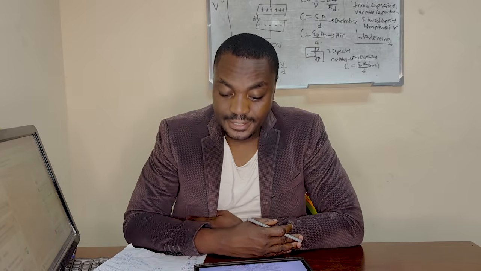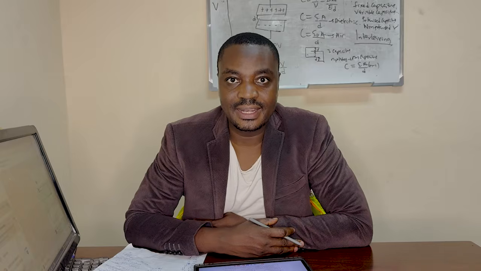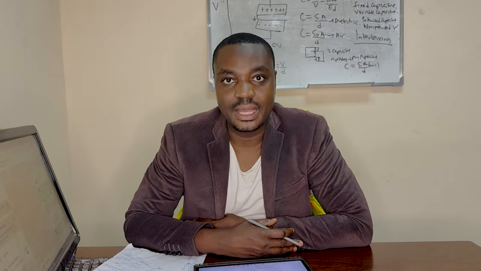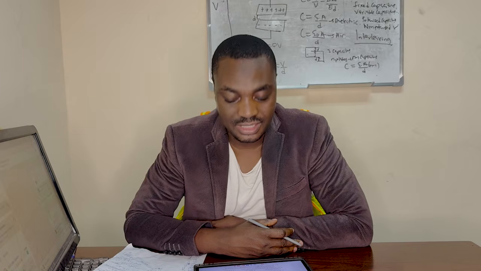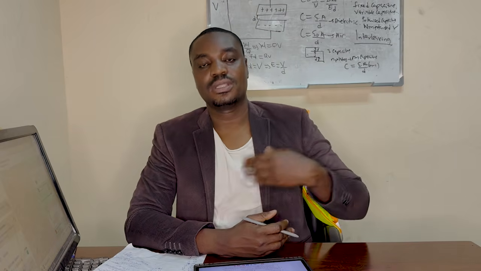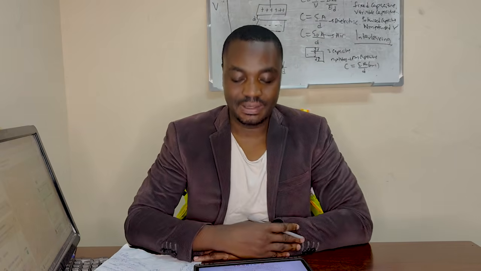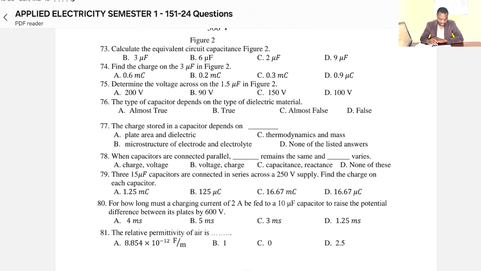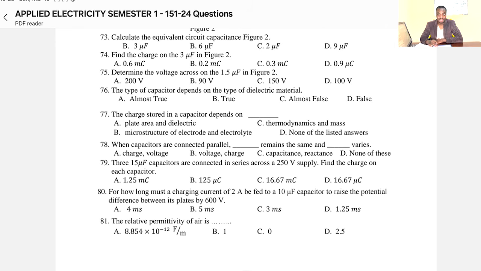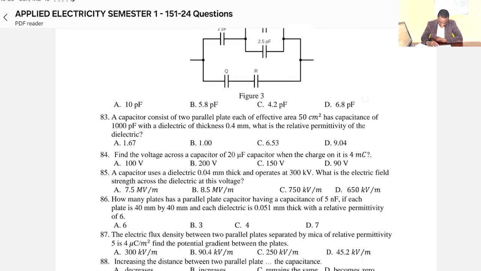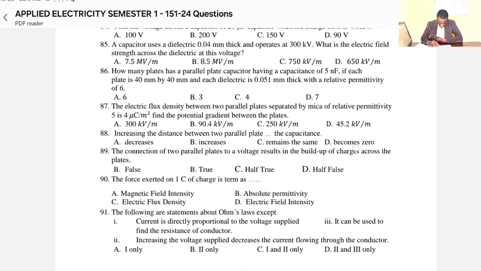Today I'll be solving last year's final year examination on applied electricity. This is the examination for the 2024-2025 academic year. The questions that I'll be solving are from question 90 to 120. This covers chapter 1 to chapter 4, which we finished some 2 weeks ago. So I'll start from question 91.